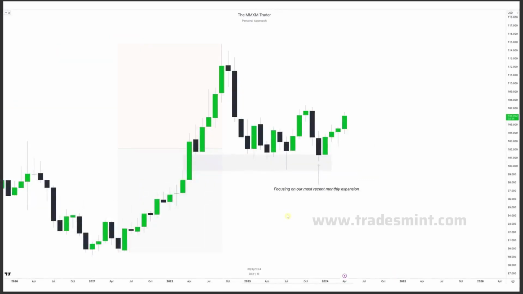So now we're going to be talking about DXY. We've got a monthly chart over here, right? Step number one, as always, mark out premium and discount. Where are we coming from and where are we most likely to go? Right? So we're focusing on the most recent monthly expansion, which is over here. We hit a monthly fair value gap, right?